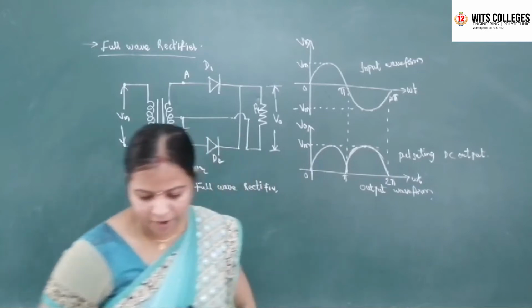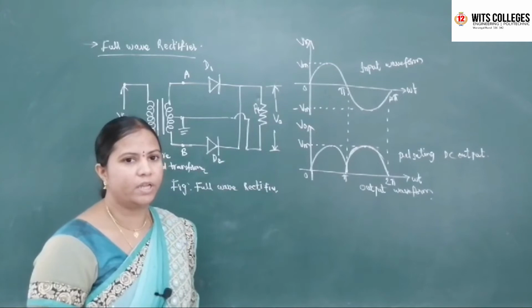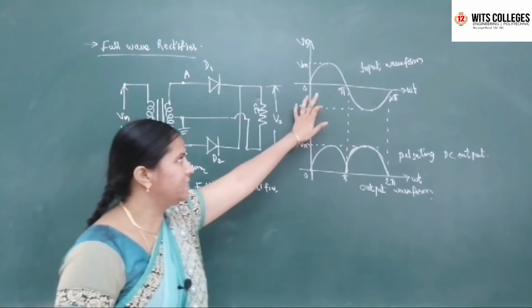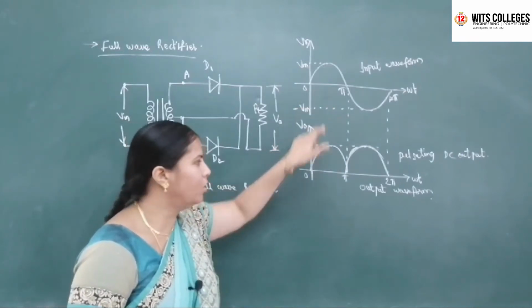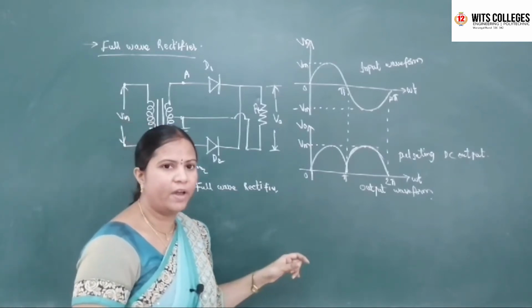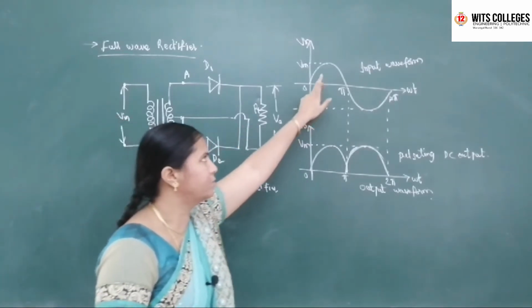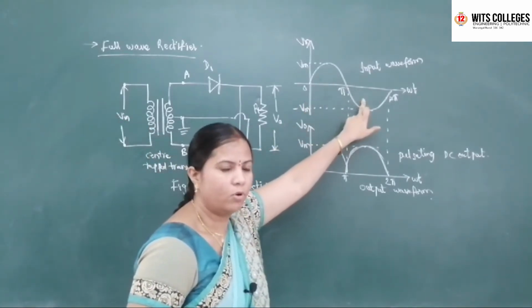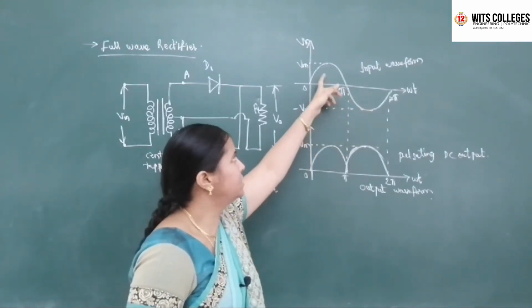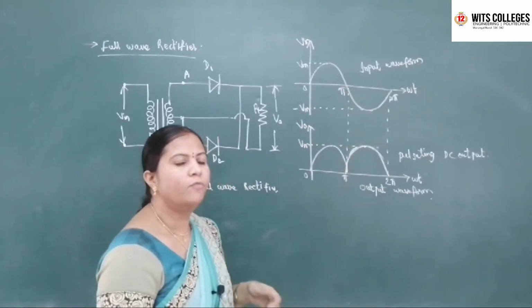In a full wave rectifier, it converts the input AC voltage into pulsating DC voltage. The rectifier uses both half cycles, the positive and negative half cycles. That's why we named it a full wave rectifier.